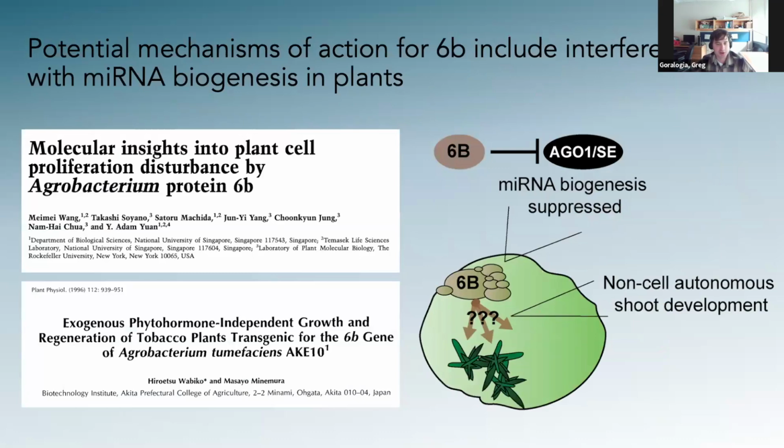A little bit has been worked on the 6B because it's present in naturally transformed plants that have had tDNA introduced in their evolutionary history. Right now, the predominant mechanism that's been worked out is suppressing argonaute serrate, so suppressing microRNA biogenesis, but we really have no idea how this confers a non-cell autonomous regeneration effect. So we're still working out the mechanism.